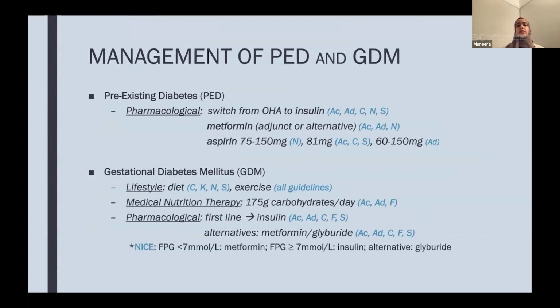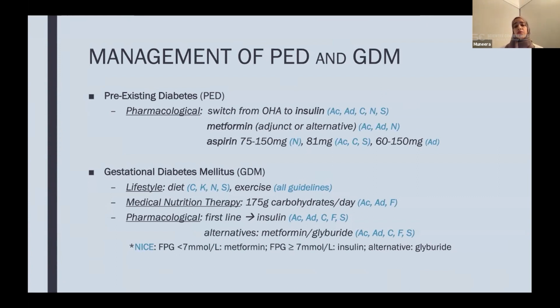When managing patients with pre-existing diabetes, we'd like to switch from oral hypoglycemic agents to insulin, only because insulin resistance increases during pregnancy and it might be difficult for oral agents to overcome that. We can also use metformin as an adjunct or alternative. Aspirin is administered as prophylaxis against preeclamptic toxemia.